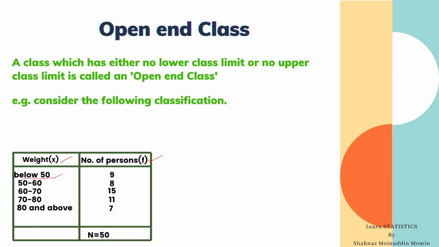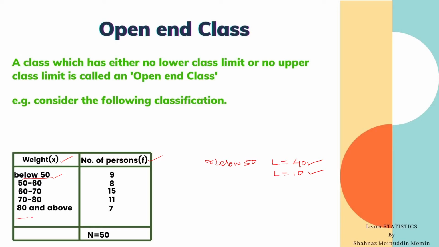In this class, you can take any lower limit less than 50 or below 50. Suppose I take lower limit equal to 40. Then it is also correct. Suppose somebody takes lower limit equal to 10. Then it is also correct. Means there is no lower limit of the first class given. Such a class is called open-end class.